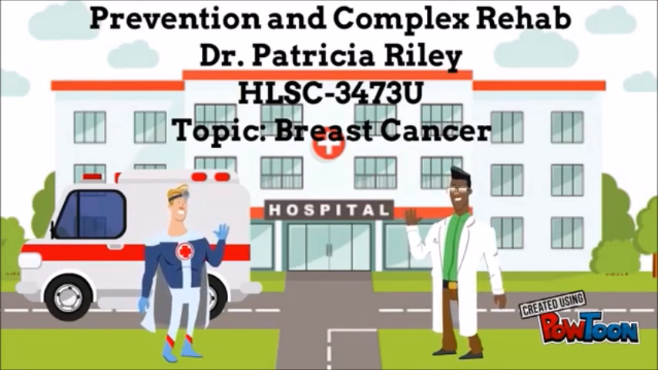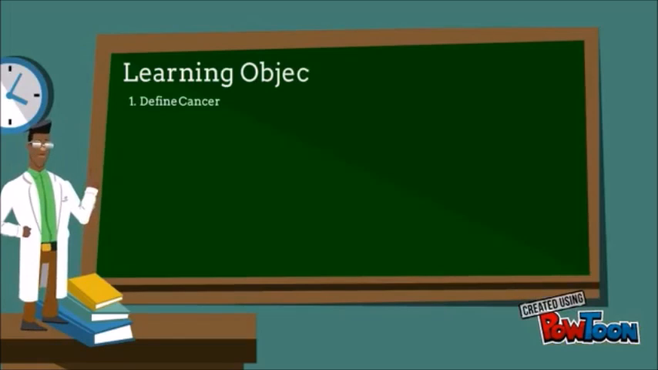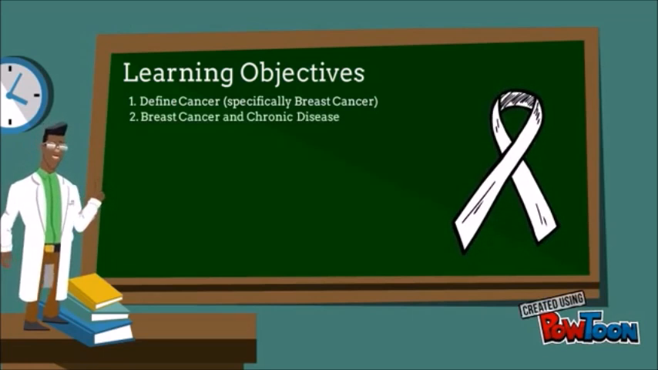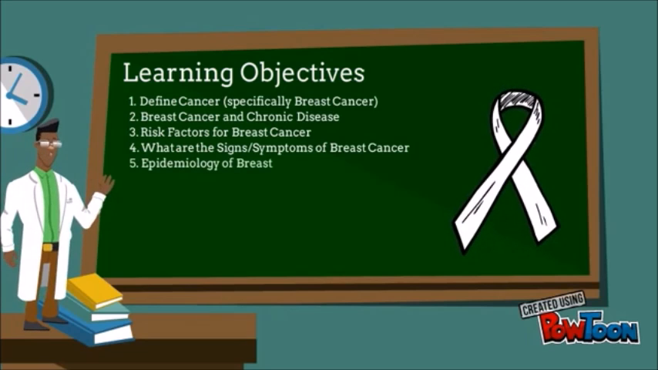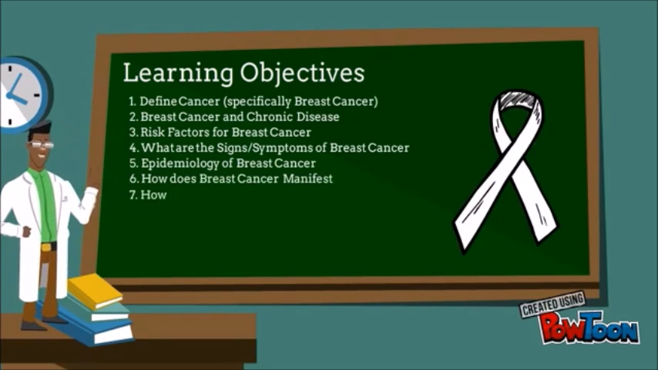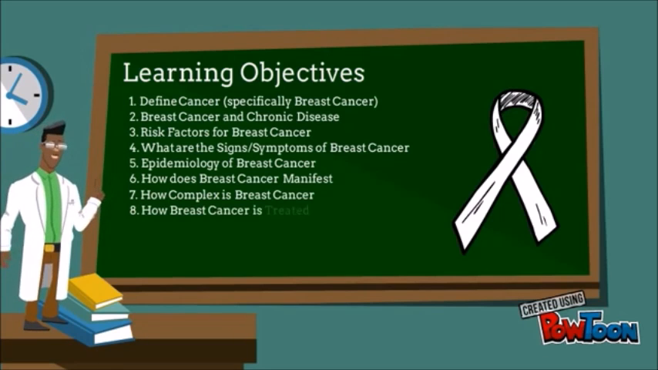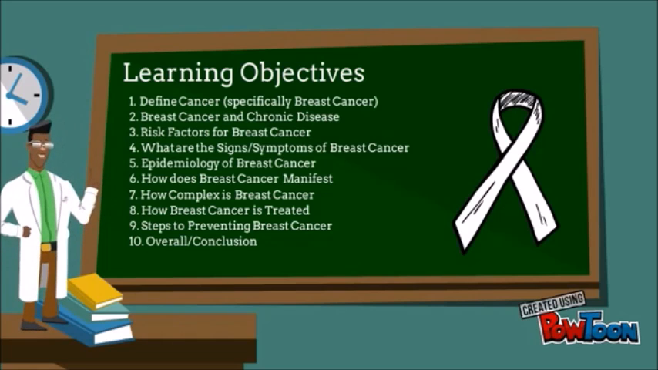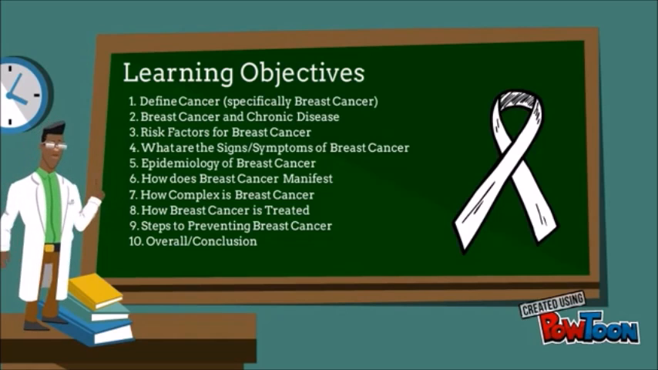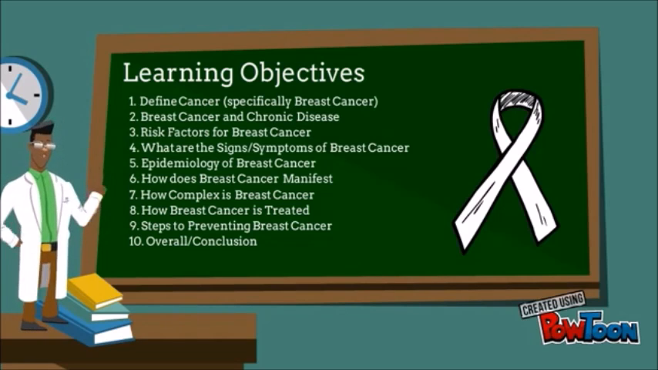Today we are here to talk about breast cancer. The objectives of this presentation are to define cancer, specifically breast cancer, compare breast cancer to chronic disease, state the risk factors for breast cancer, state what are signs and symptoms of breast cancer, show the epidemiology of breast cancer, show how breast cancer manifests, show how complex breast cancer is, show how breast cancer is treated, show steps to prevent breast cancer, and an overall conclusion and summary of what was discussed beforehand.